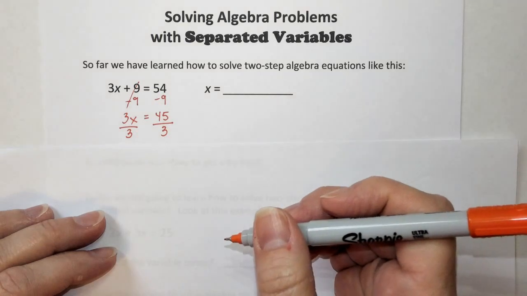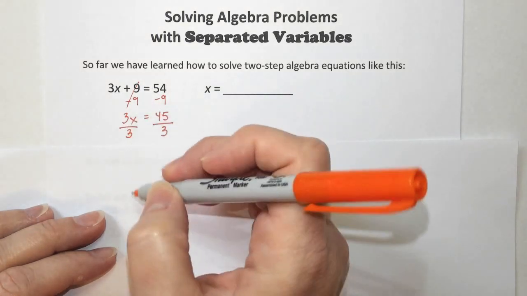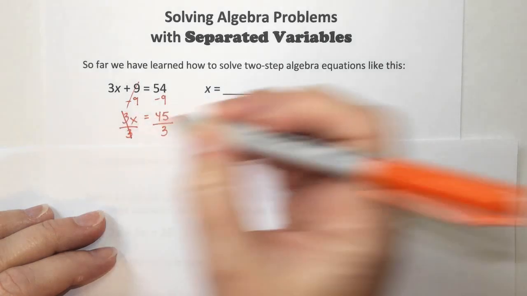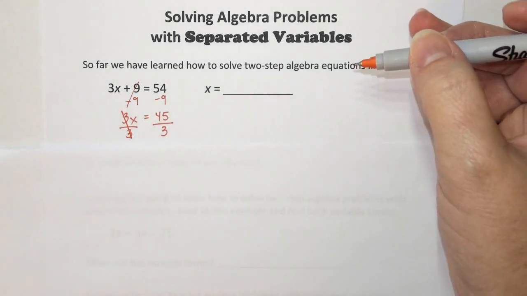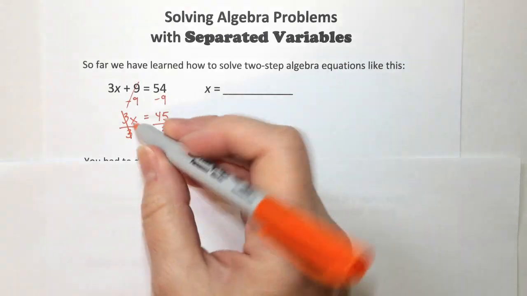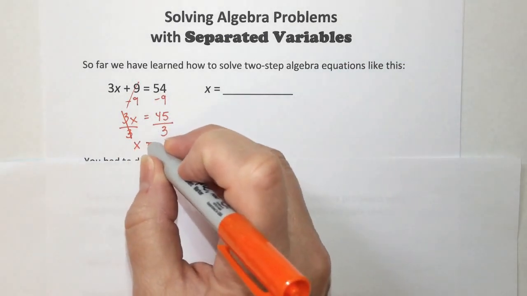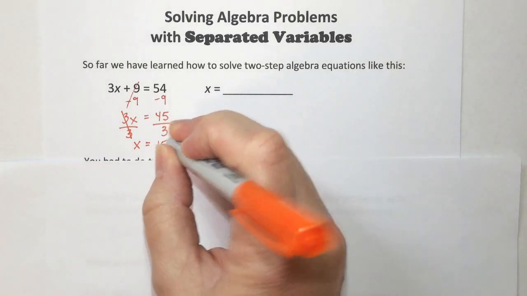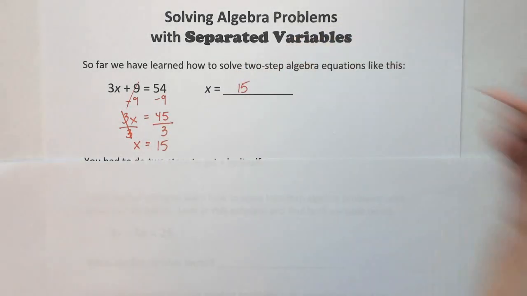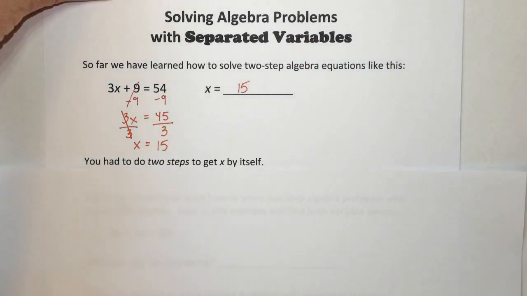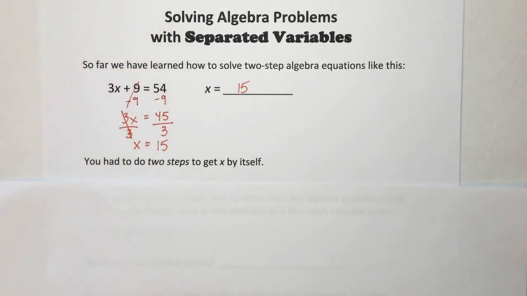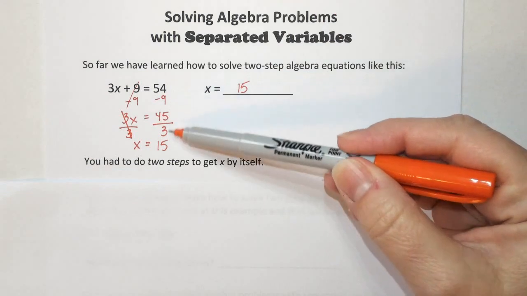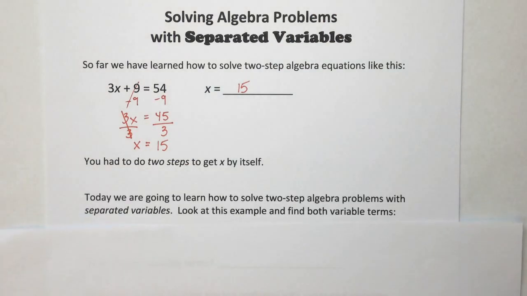And we did that for a reason. That allows the 3 over 3 to just cancel right out. 3 over 3 is 1, and I don't even really have to show that. So on the left side, I'm left with just an x, 1x really. And 45 divided by 3 is 15. So x equals 15. You had to do 2 steps to get x by itself. First, you had to subtract the 9, and then you had to divide by 3.